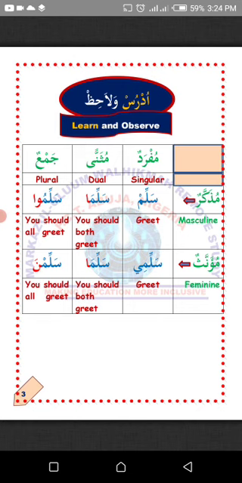So you may ask me, the alifun written there after the wawun, what is it doing there? The alifun is only telling you that the wawun written before it is not part of the verb. Rather, it is an extra letter.